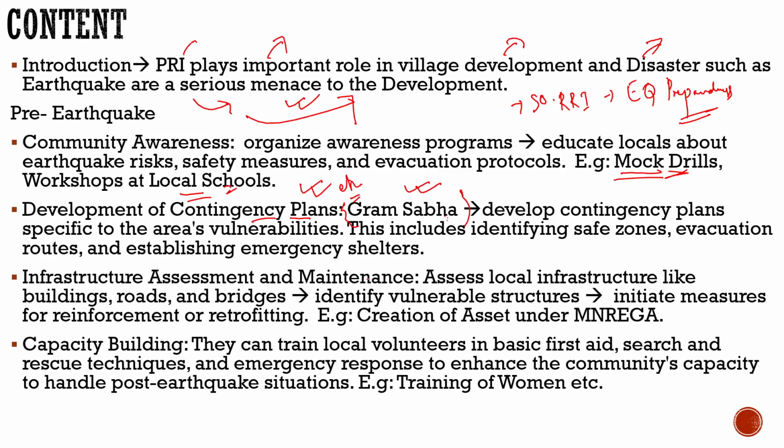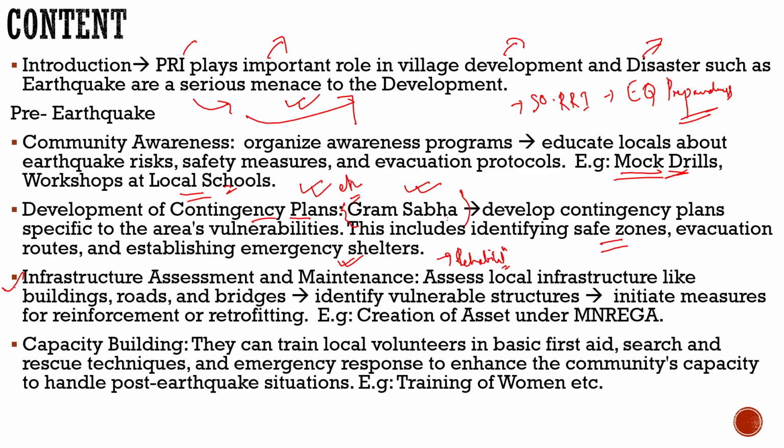Because whenever you read Panchayati Raj, what are the keywords you will come to know? There will be Gaon Panchayat, Gaon Secretary, Gram Sabha, isn't it? So these are the keywords. You need to recall the keywords which you have studied under PRIs. Now Gram Sabha can identify the safe zones, evacuation routes, emergency shelters, isn't it? They can even build rehabilitation centers, rescue centers.